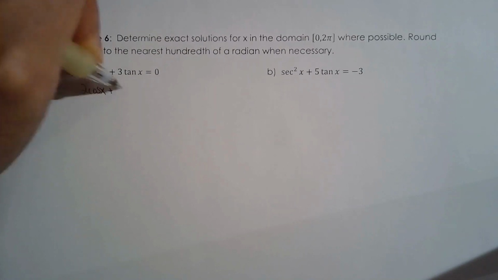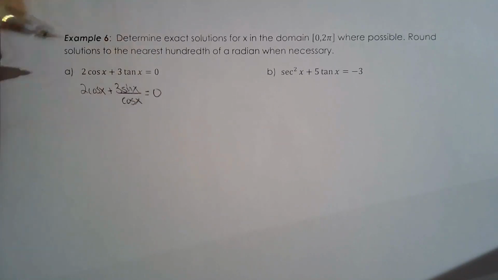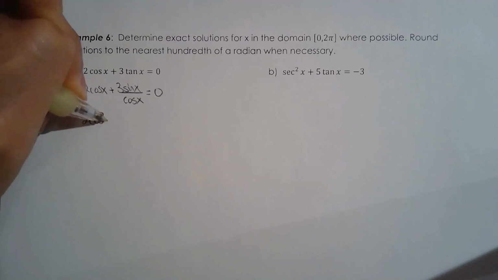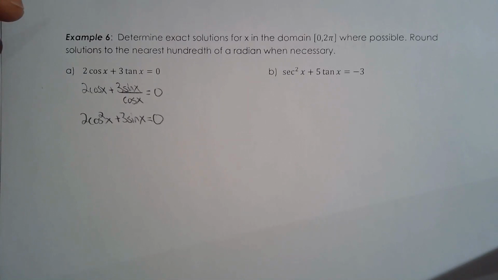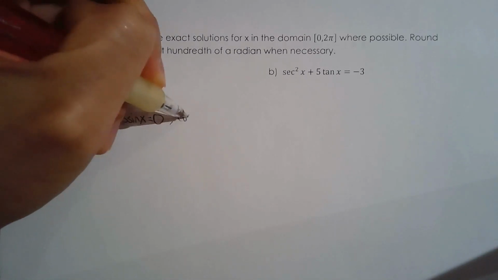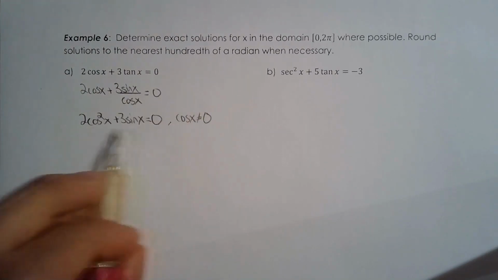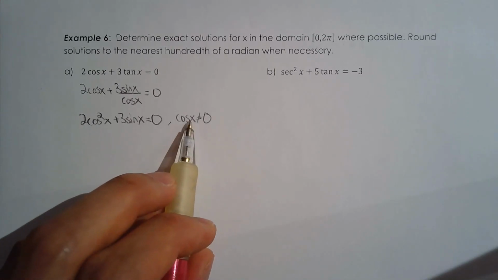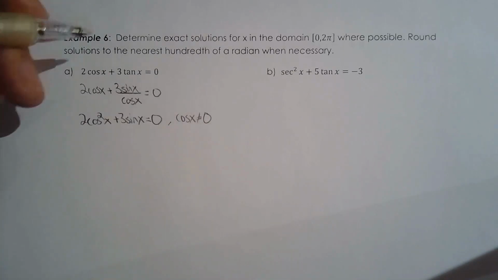Let's change it to sine x over cos x, because that's what tan x is. And then I'm going to multiply both sides by cos x. So I'll get 2 cos squared x plus 3 sine x. Just be careful. Cos x cannot equal 0. I don't want you to lose that restriction in mind. So cos x can't be 0. You could have also said if cos x can't be 0, x can't be an odd multiple of pi over 2. You could have also written that.